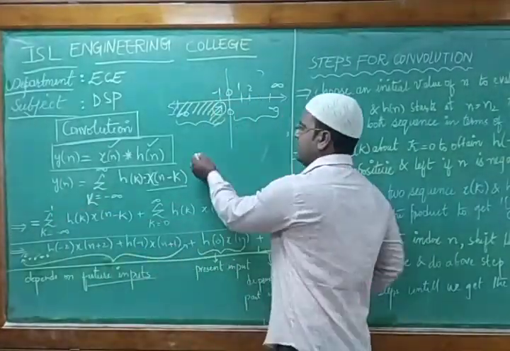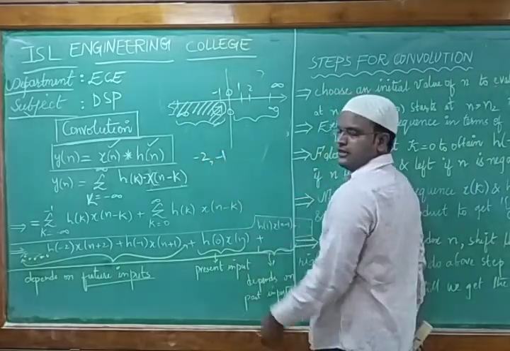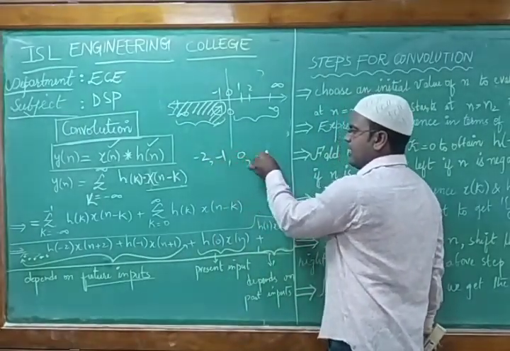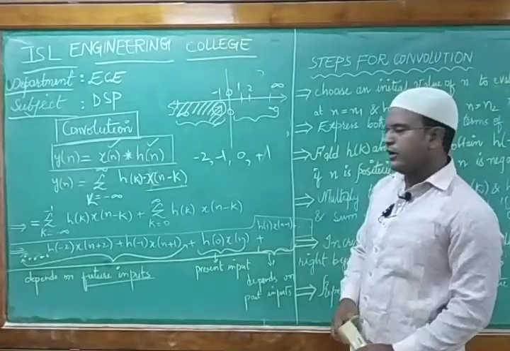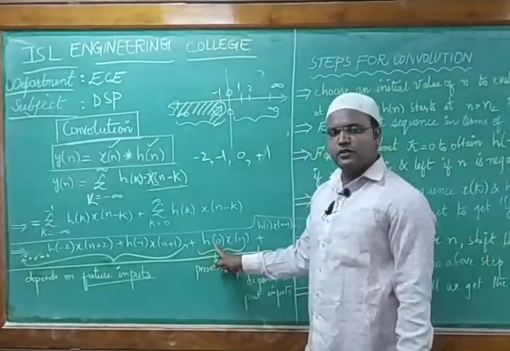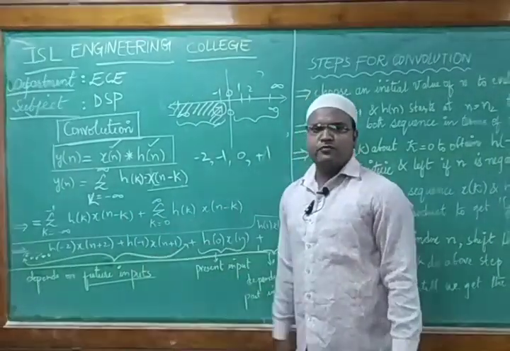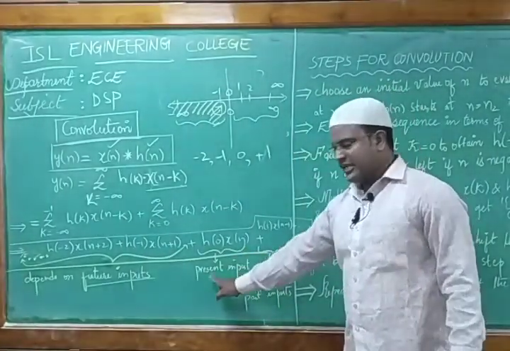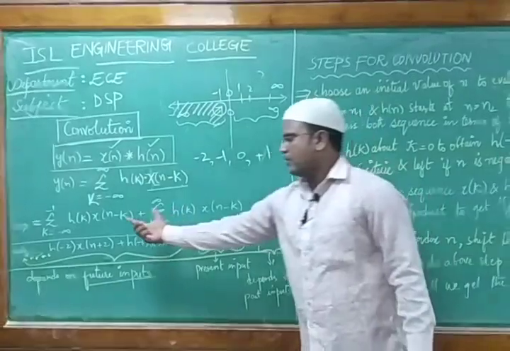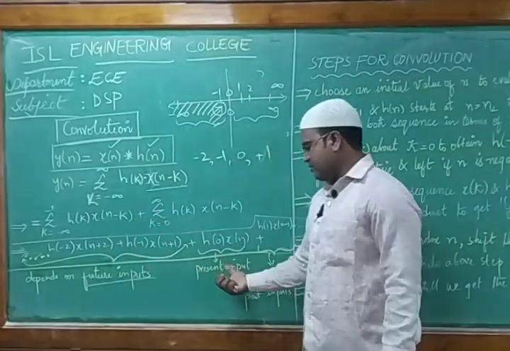So what am I substituting in this? Minus 2 is done, minus 1 is done. The next value would be 0, then I do have 1. For that reason, what am I doing? I am putting the value of h of 0 here. So h of 0, x of n minus 0. n minus 0 obviously will be n. So this is your present input. So these future inputs we did, and this is your present input.